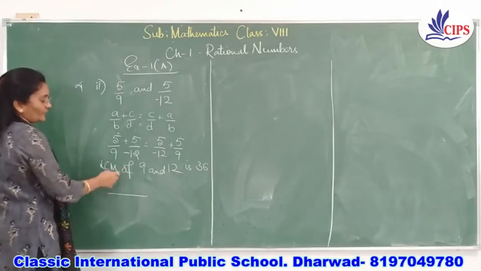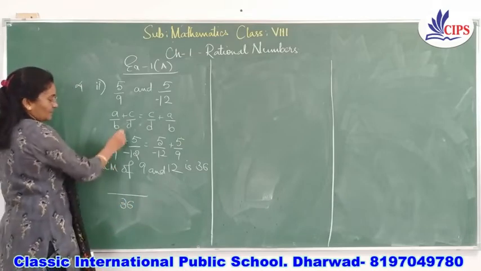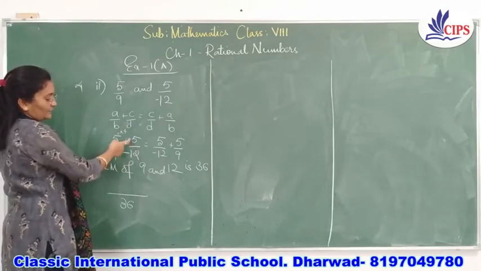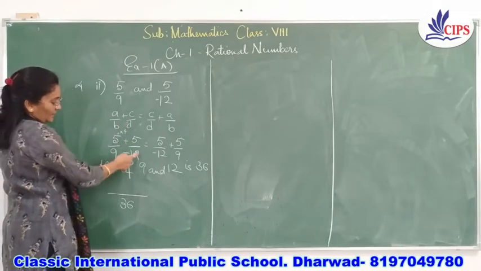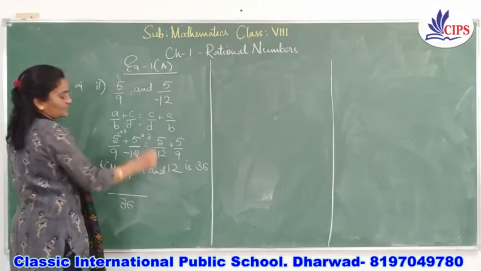I'll take the LCM common for both now. I'll write 36 for both. And 9, what size 36? 9 4s are 36. And here, I'll shift this negative sign up. I'll write it here. Now we'll check with 12, what is 36? 12 3s are 36.